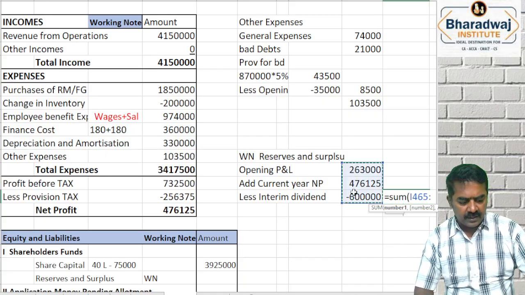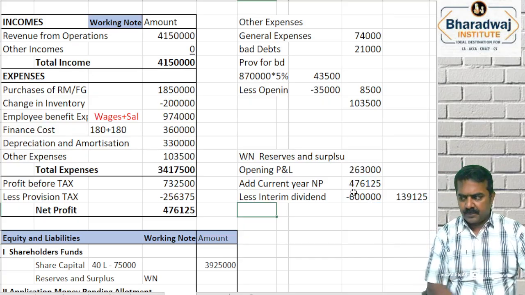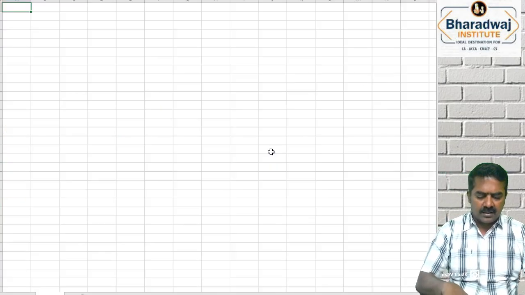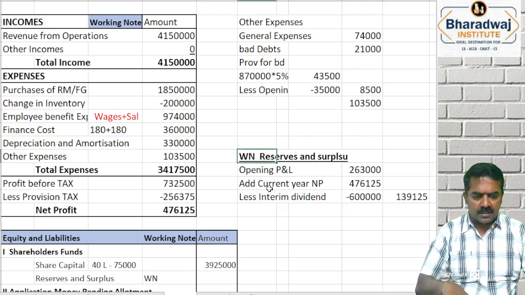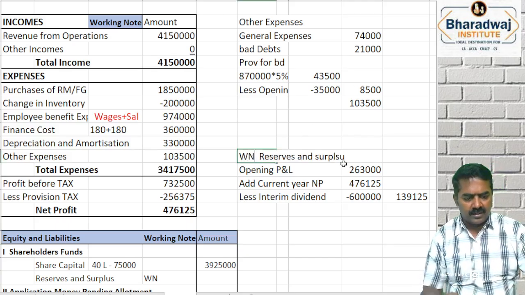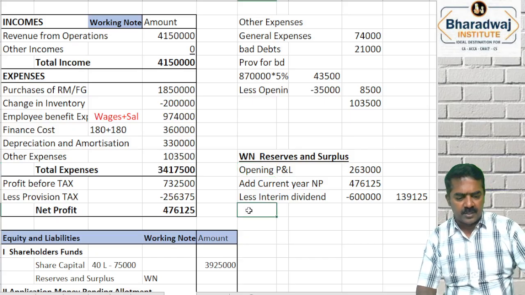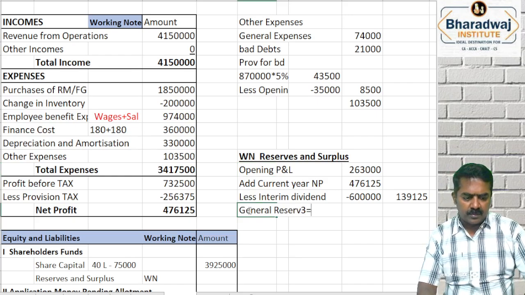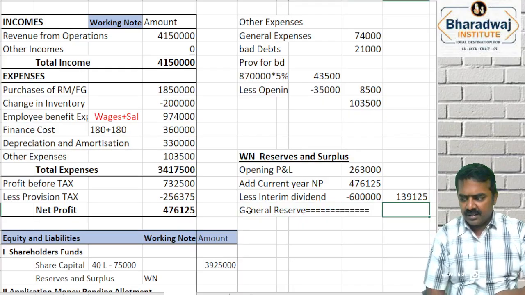No transfer to reserve in the question. Minimum amount required to transfer to general reserve, sir? There is no such percentage now. Earlier, depending upon the equity dividend declared, you had to transfer a minimum percentage, 2.5%, 5%, to general reserve. Now that rule is removed. The minimum amount is not specified, so leave it.